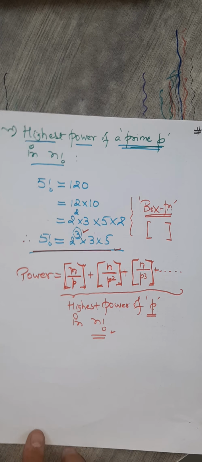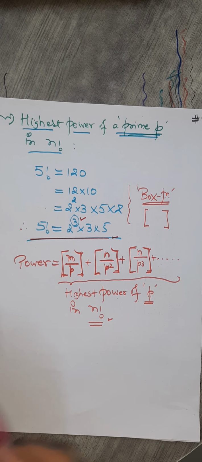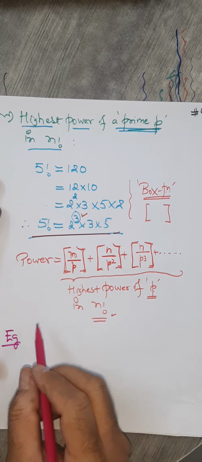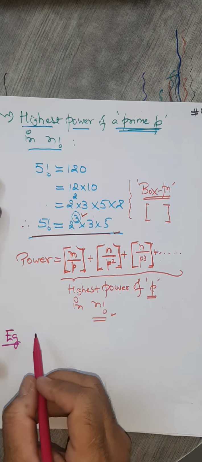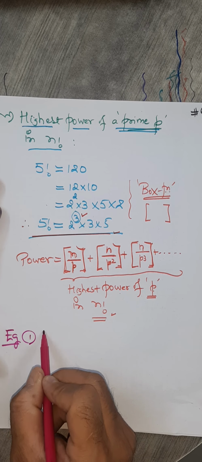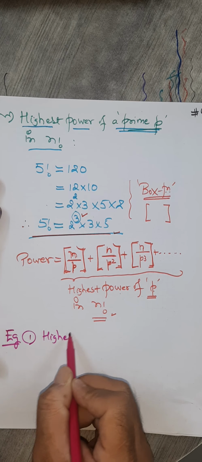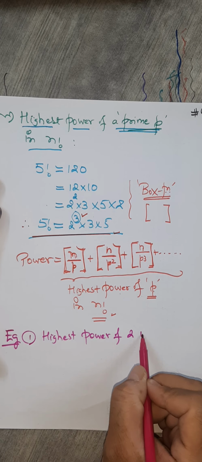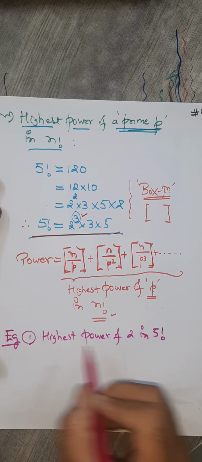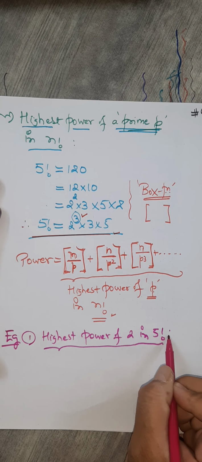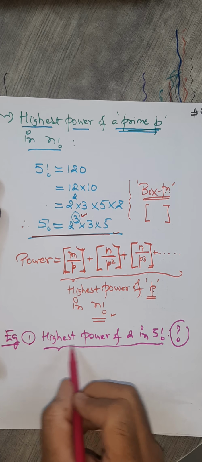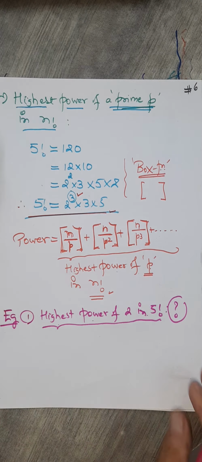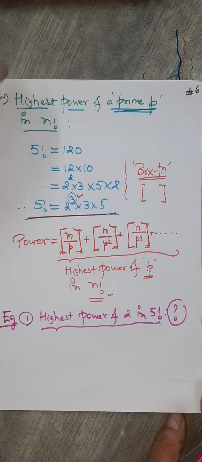Now in the above example, you know the answer here is 3. Now I'll just use this formula. What is the highest power? For example, now the question is the highest power of 2 in 5 factorial. That's the question, right? What is the highest power of 2 in 5 factorial? You know the answer is 3, because I did it directly, since 5 factorial is not a big number.